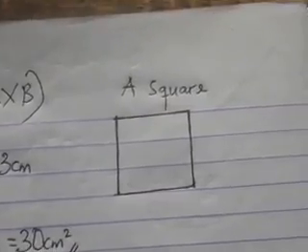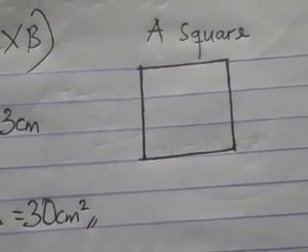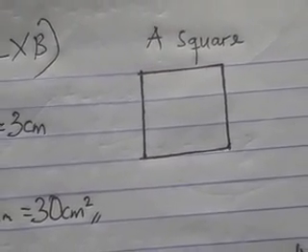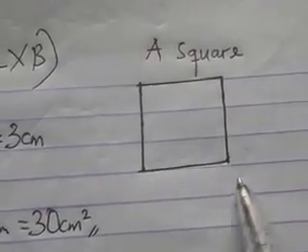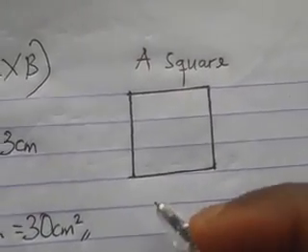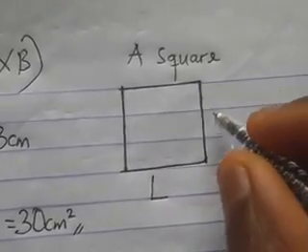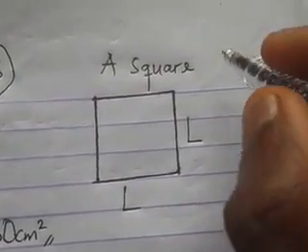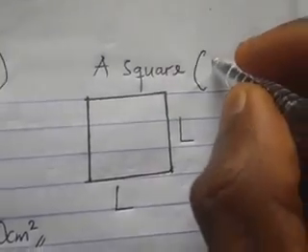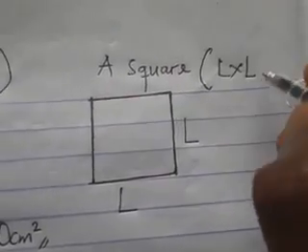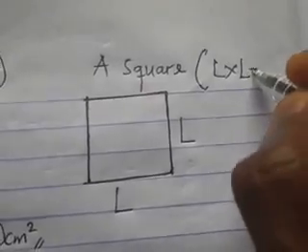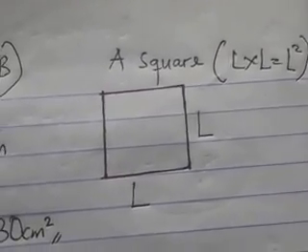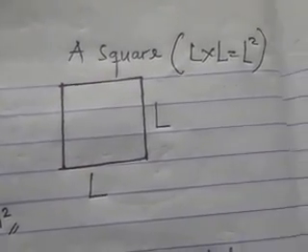Now let's go to the next one, area of a square. Don't forget, a square is the combination of 4 equal lengths. All lengths are equal. So if here is the length, it is also equal with this part of the length. Now, the formula for finding area of a square, you either say length times length, or you call it L square. I repeat, area of a square is length times length or L square.